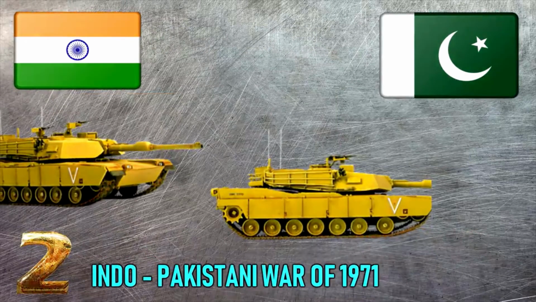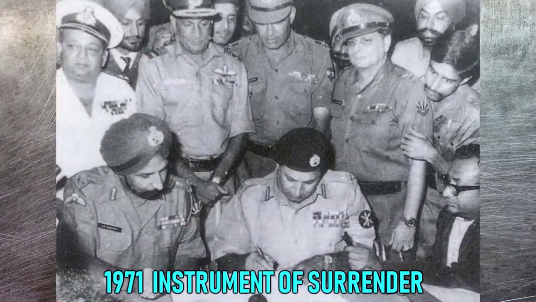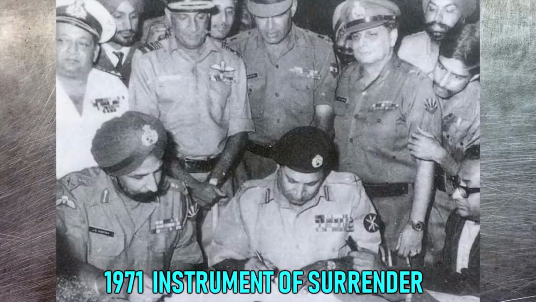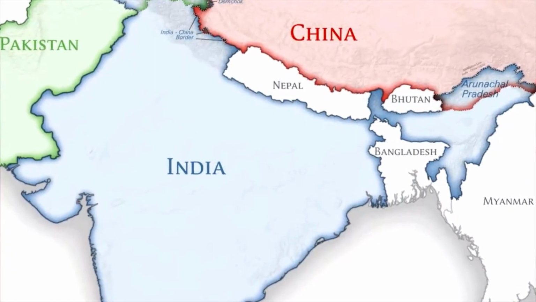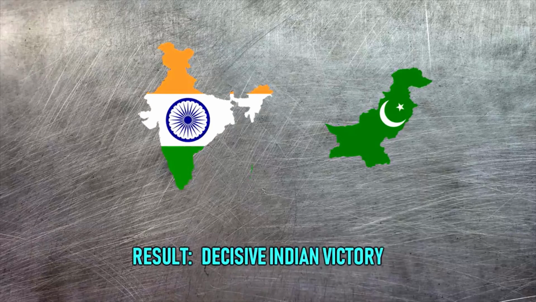Number 2. Indo-Pakistani War of 1971. During the war, Indian and Pakistani militaries simultaneously clashed on the eastern and western fronts. The war ended after the Eastern Command of the Pakistan military signed the Instrument of Surrender on 16 December 1971 in Dhaka, marking the formation of East Pakistan as the new nation of Bangladesh. Result: decisive Indian victory.